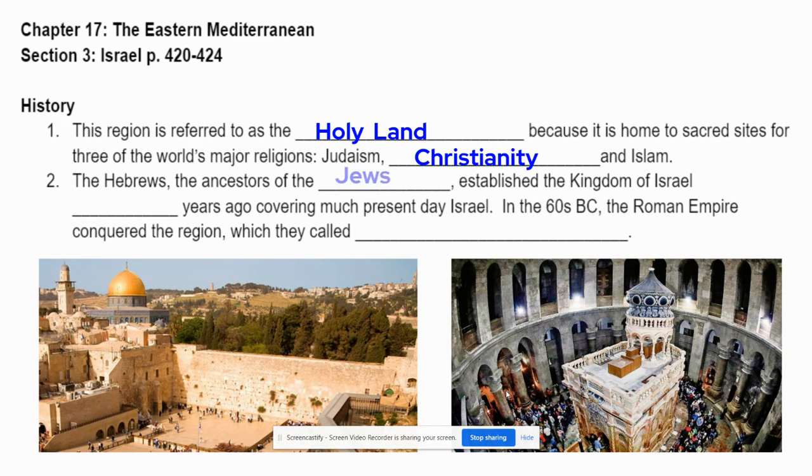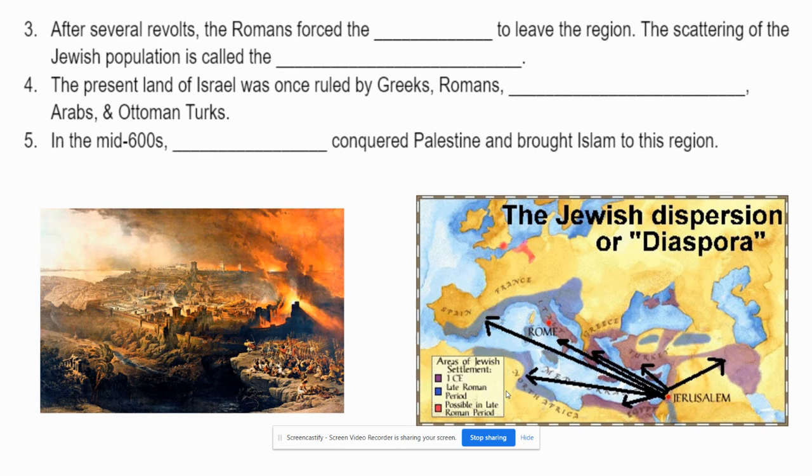Hebrews, ancestors of the Jews, established the Kingdom of Israel roughly 3,000 years ago, covering much of what is now present-day Israel. Around the year 60 BC, the Roman Empire conquered this region, which they eventually renamed Palestine. After several revolts, Romans forced Jews to leave this region, and the scattering of the Jewish population is called the diaspora. This happened roughly around the year AD 60, not quite 30 years after the crucifixion of Jesus.